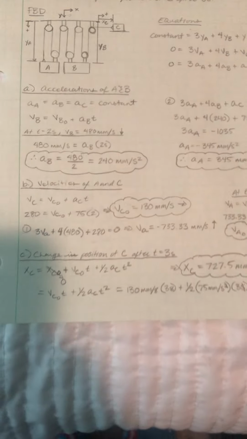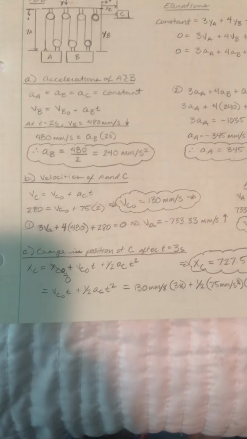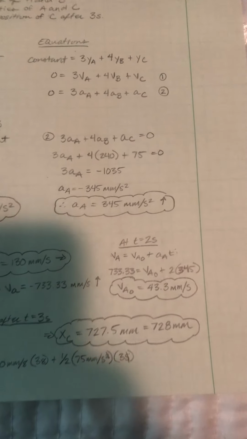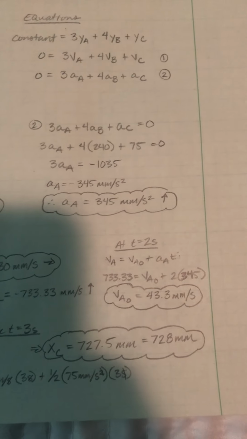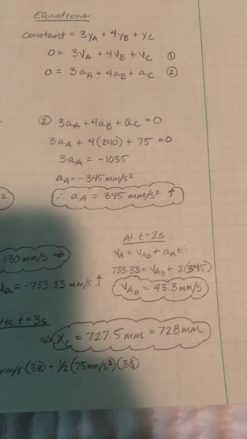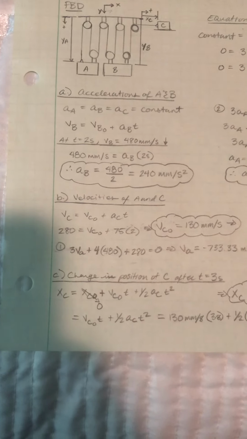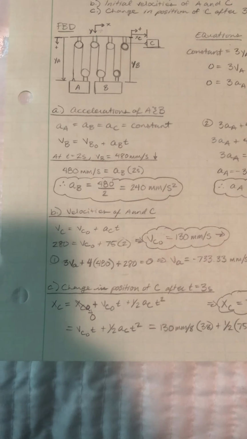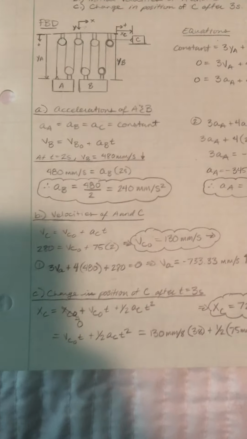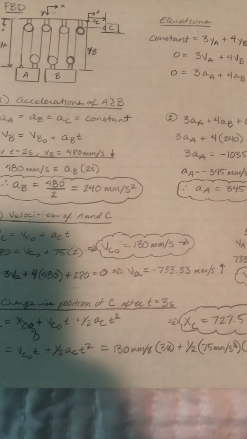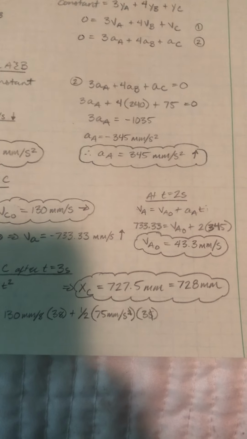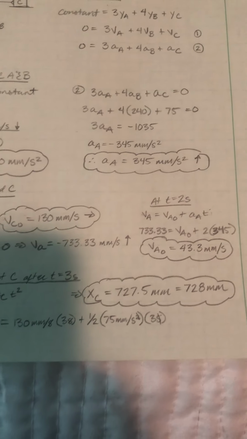For the velocities of A and C, the velocity of C is equal to 130 millimeters per second, and our velocity at A, using time 2 seconds, is 43.3 millimeters per second. For C, the change of position, we use a similar function that we've used earlier, and plugging in our values, we find that our change in position at C is equal to 728 millimeters. Thank you.